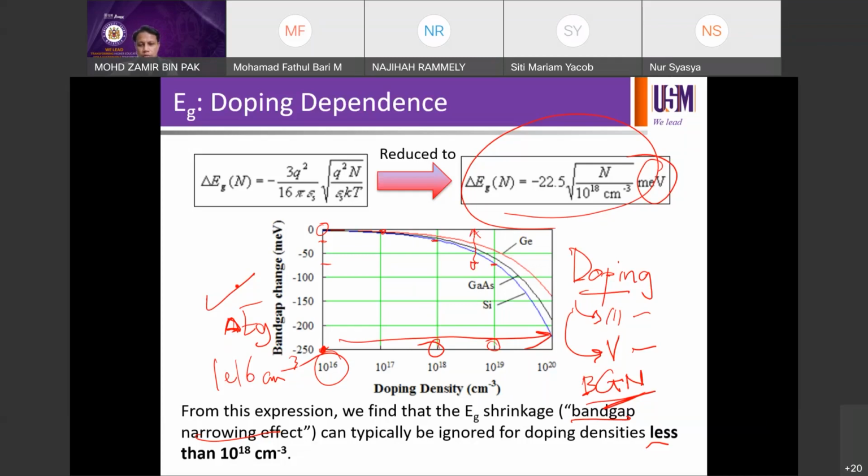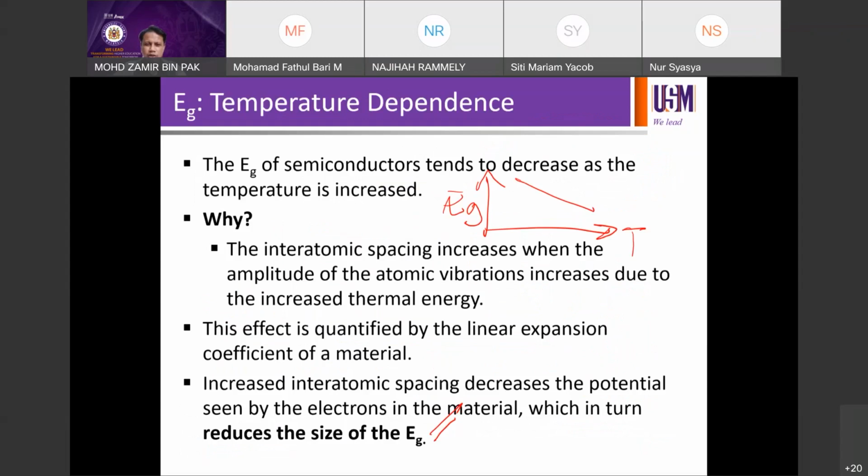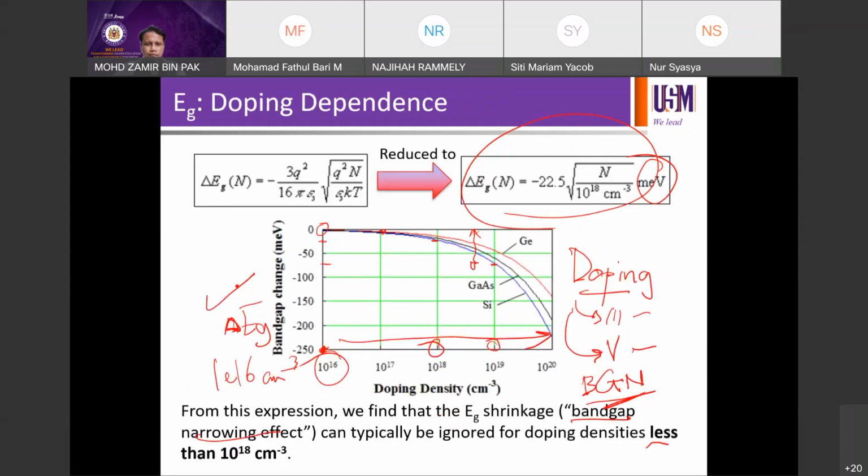So you'll see more and more changes, or more and more reduction, if you increase the doping level beyond 10 to the 18. So this is pretty much roughly the dependency of EG on the temperature and on the doping. We're going to have a lot more discussion on this later on when we talk about extrinsic properties of material in the device. Later on, you can see how changing your doping changes the properties of the devices, how changing your temperature changes the properties of the devices as well.